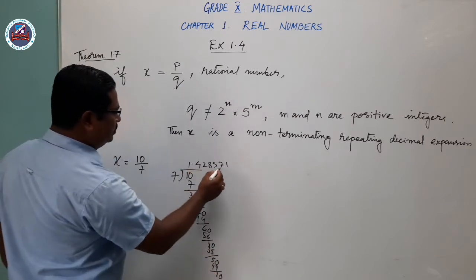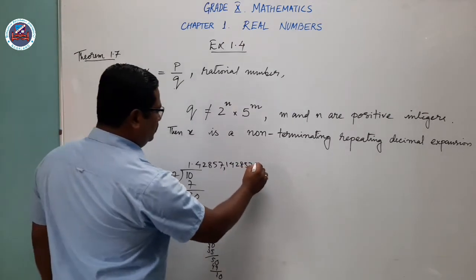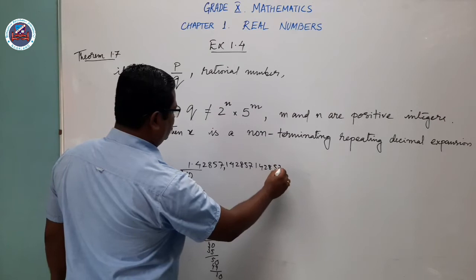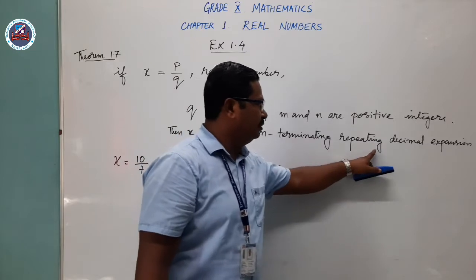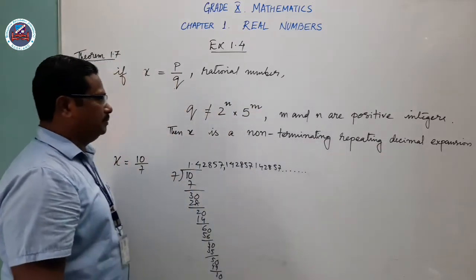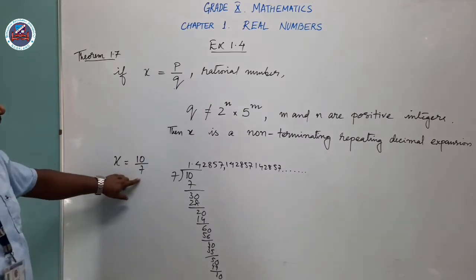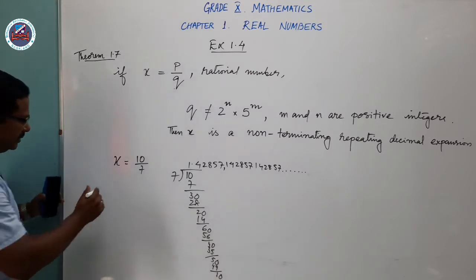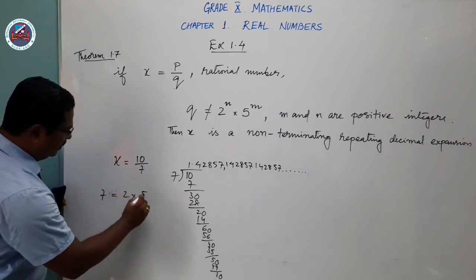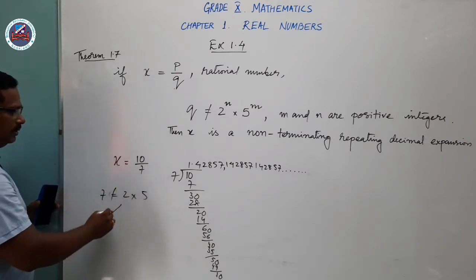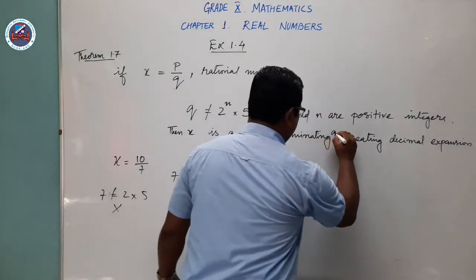That means these digits are going to repeat now. 1 4 2 8 5 7. Again 1 4 2 8 5 7. Like that it will go on. So it will represent a non-terminating and repeating decimal expansion. We know that 7 cannot be written in terms of 2 and 5, so it is not possible. So it will represent a non-terminating and repeating decimal expansion.